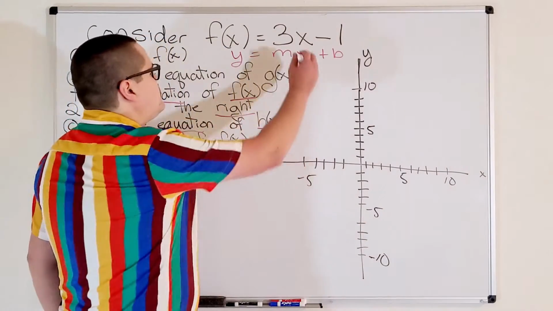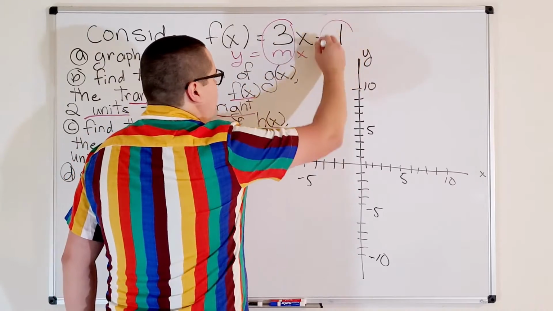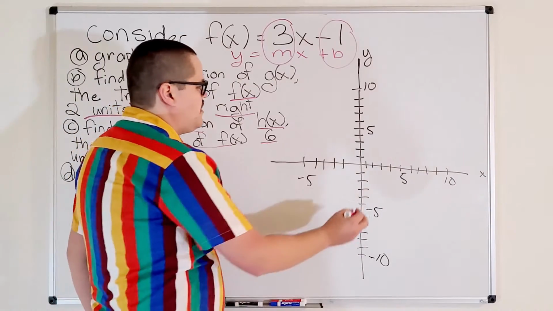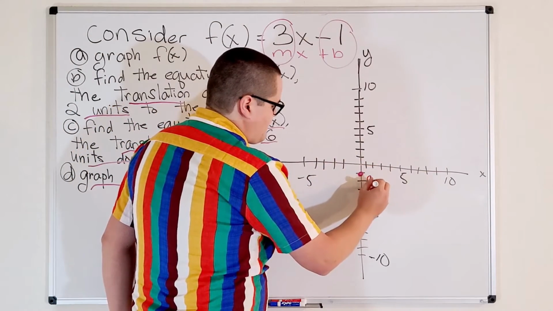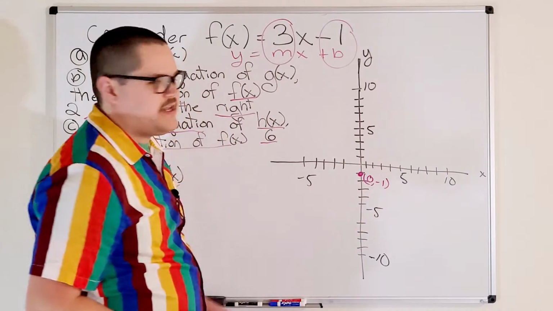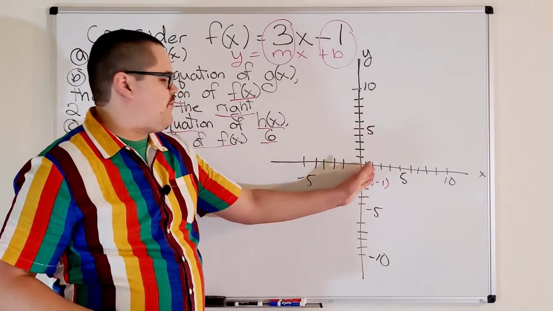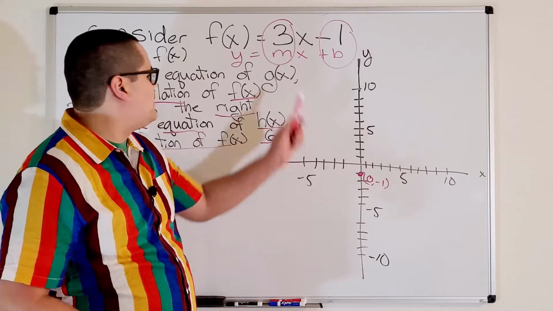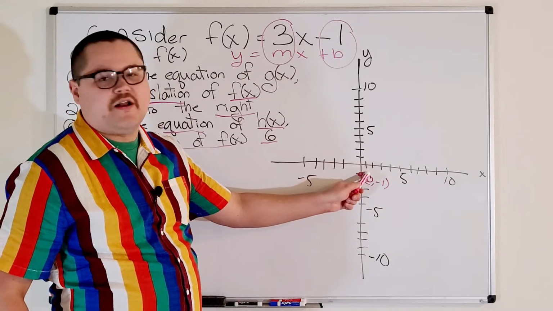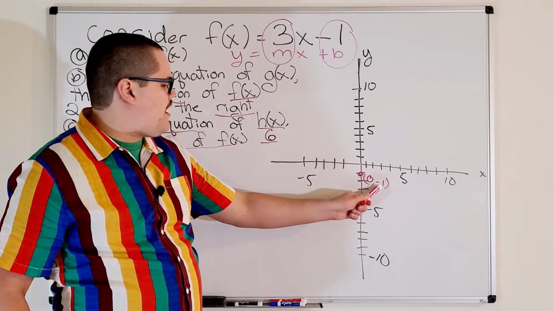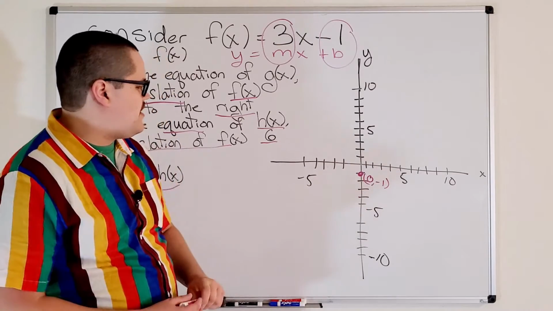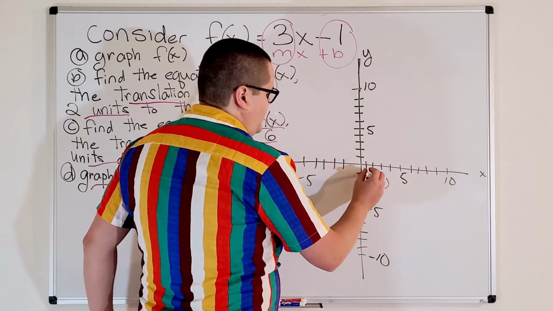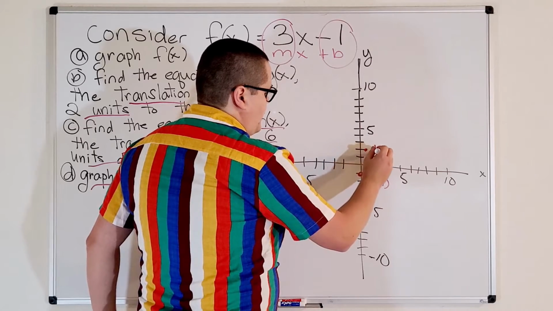Okay, so without further ado, this is the slope, this is the y-intercept. So the y-intercept is 0, -1. And the slope means that every time we go right 1 on the graph, the y value increments by 3. So if we go right 1, where x equals 1, the y value goes up 3 units from -1. -1 plus 3 is +2. So the next point on the line is 1, +2.